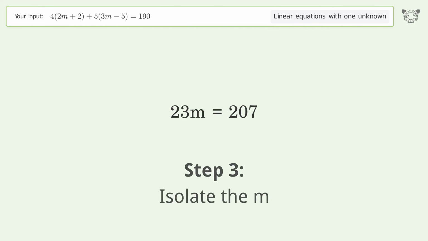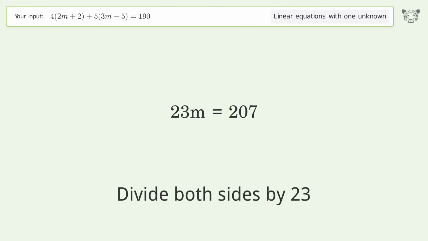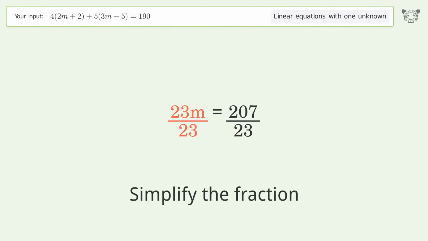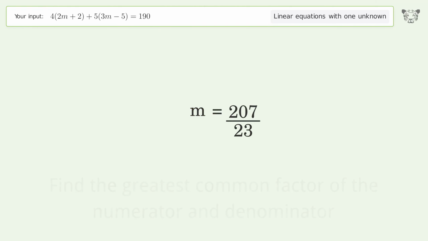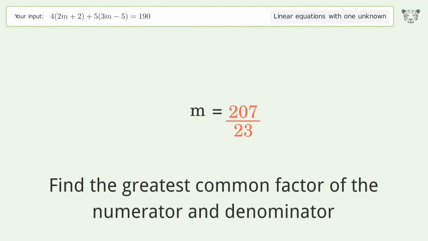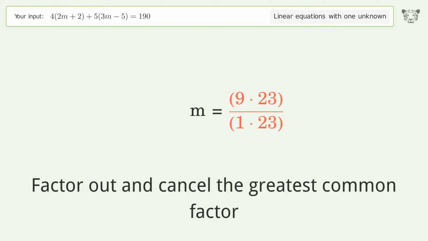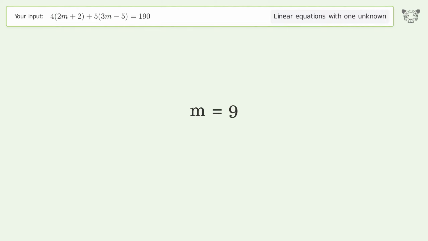Isolate the m. Divide both sides by 23. Simplify the fraction. Find the greatest common factor of the numerator and denominator. Factor out and cancel the greatest common factor. And so the final result is m equals 9.